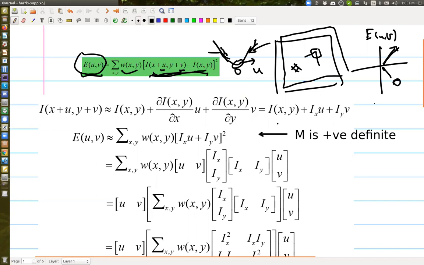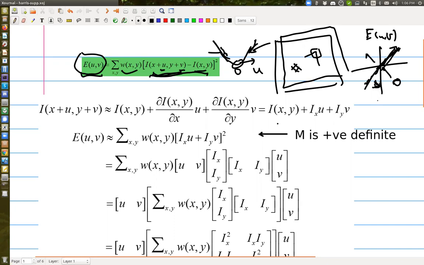So I will definitely have zero when U and V are zero. But if this is an edge, then along one direction, as I move along it, this is zero. But for a direction perpendicular to this one, it will be non-zero.